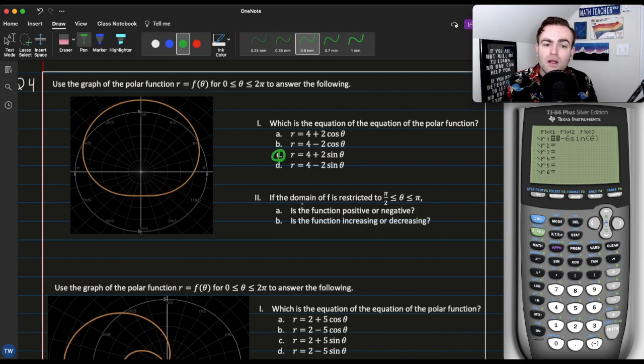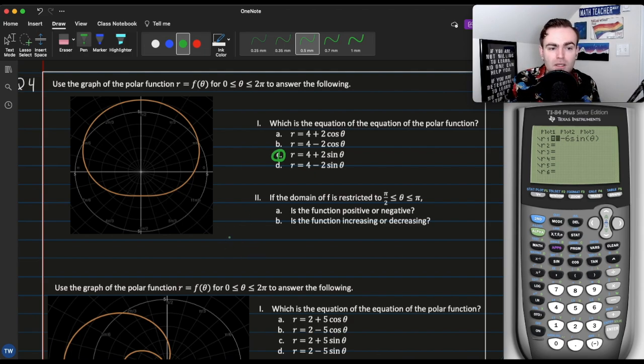There we go. If the domain is restricted, what is happening? Interesting. Is the function positive or negative? Is the function increasing or decreasing? That's hard to tell, right? So what we need to do is we kind of need to graph it in our minds.